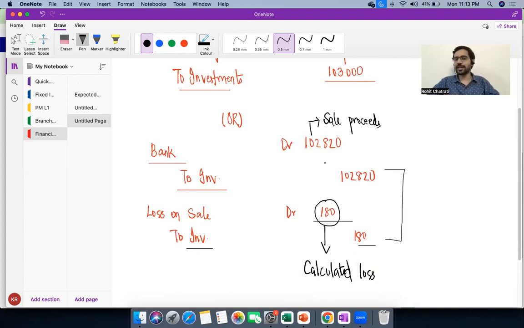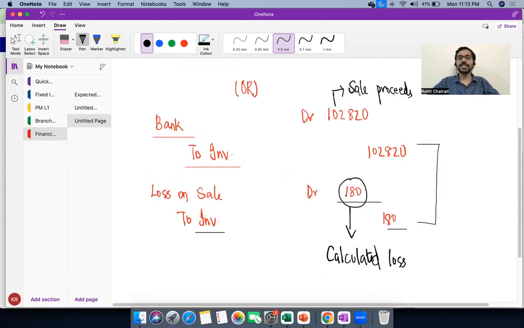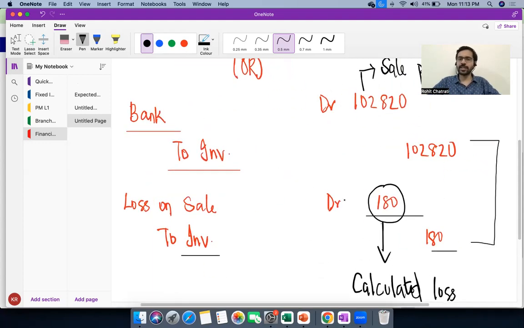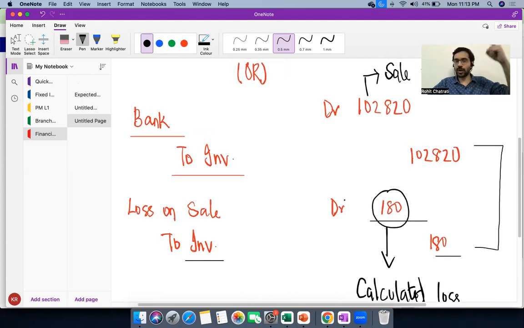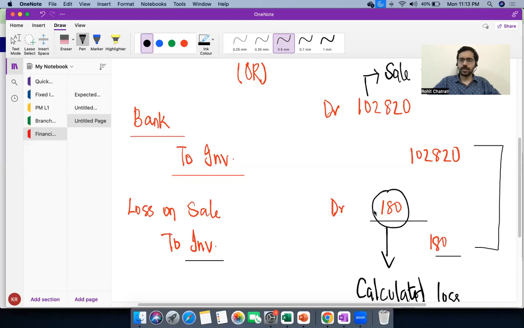Now let us actually recognize these two journals in the ledger. When we are preparing the ledger, we're not going to do that one entry approach. We're going to do this two entries approach. So first, in the investment account, I will credit the investment account by the sale proceeds.